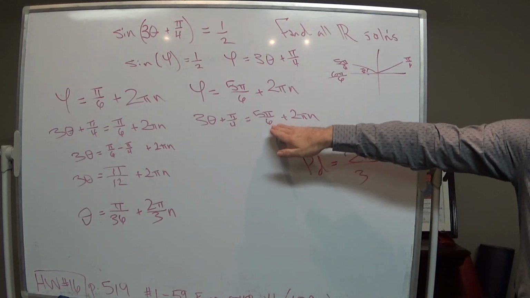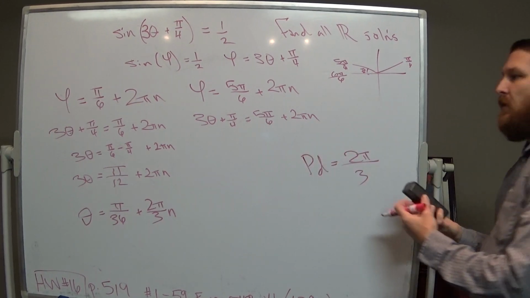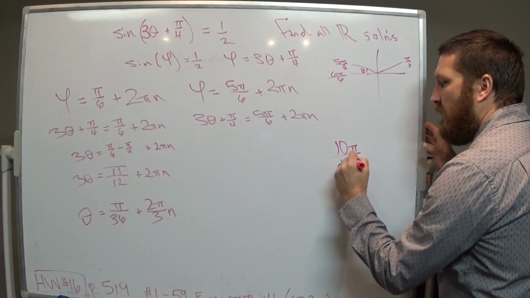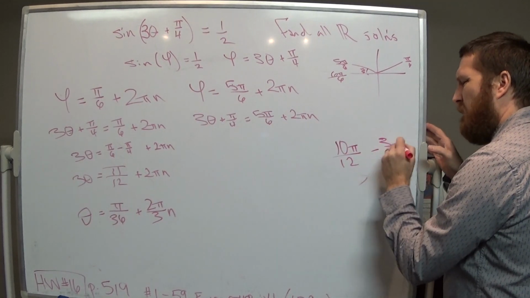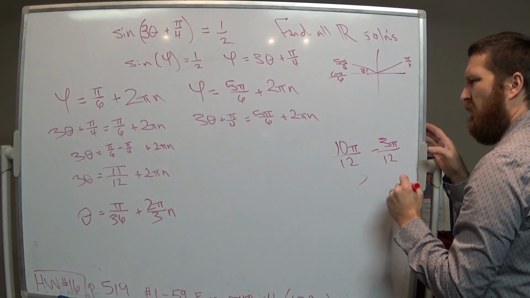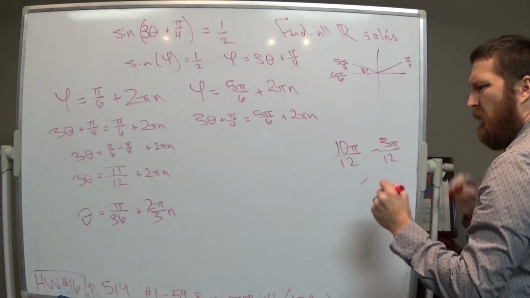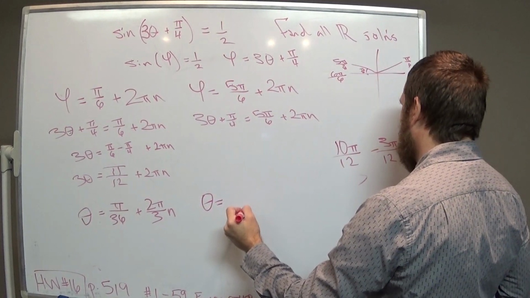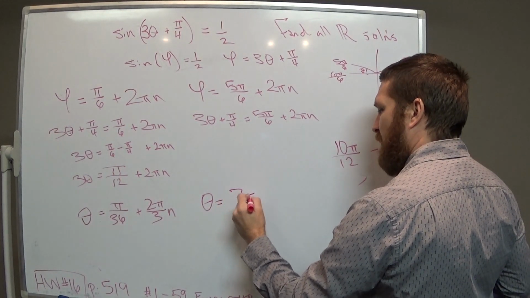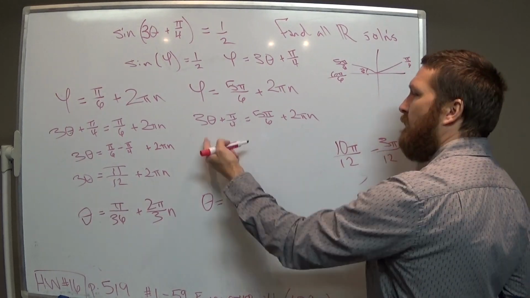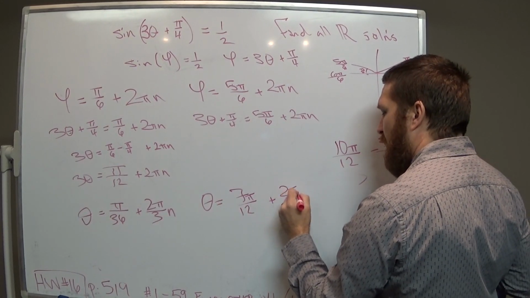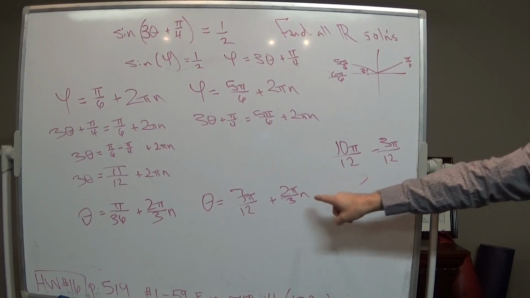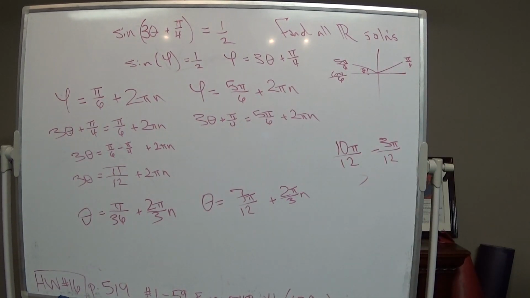We have to find the other one, which we did. Now 5 pi over 6 would be 10 pi over 12 minus, what did we say that was? 3 pi over 12? 7 pi. Is that right? Yeah, okay. So then theta, I'm just going to skip a whole bunch here. 7 pi over 12 plus, again we bring the 3 down, 2 pi over 3 n. Now we have found all real solutions. They have that form.